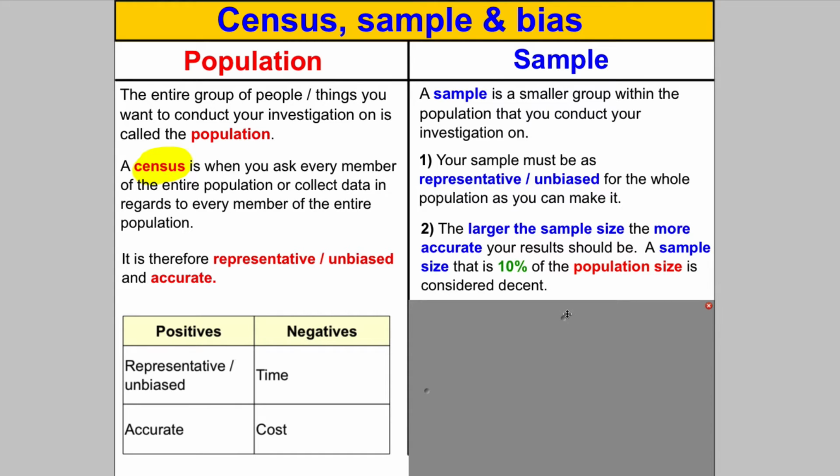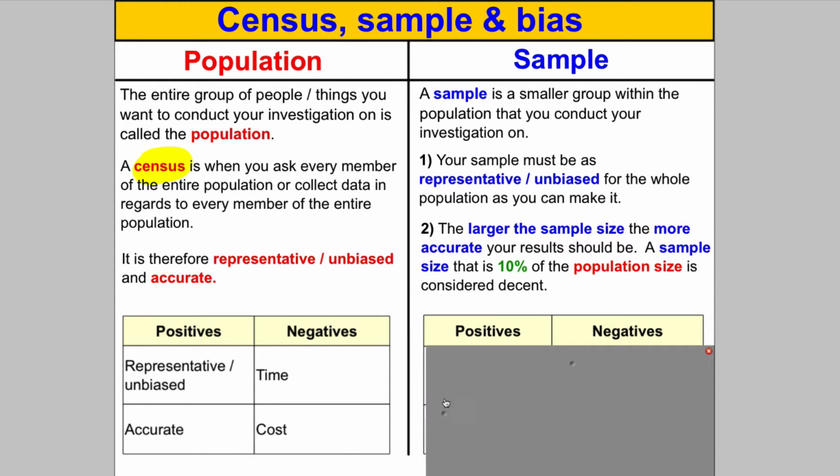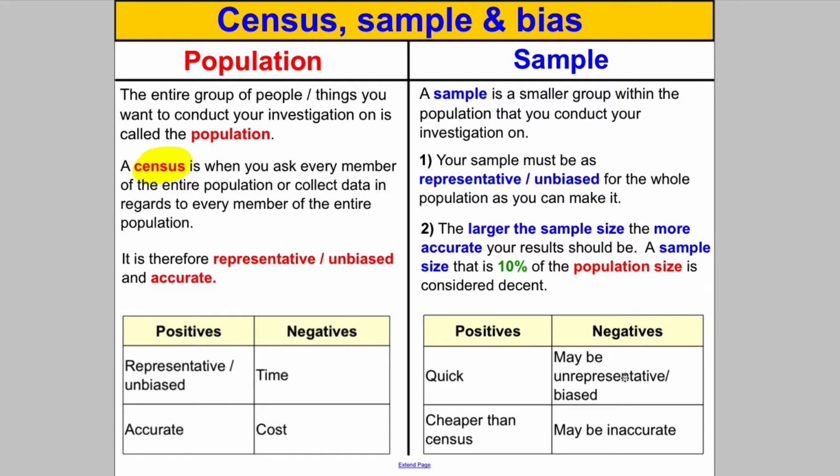Now, what are the positives and negatives? Well, let's think about the positives. The positives are a sample is much quicker than the population. You don't have to ask everyone, and it therefore is cheaper. The negatives are it may be unrepresentative or biased. If you don't ask enough people or ask the wrong people, you may get a biased result, and it may be inaccurate.